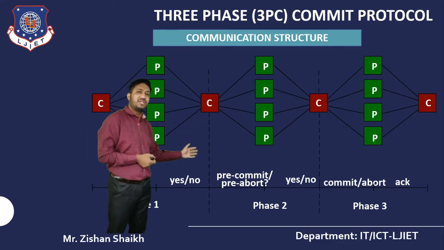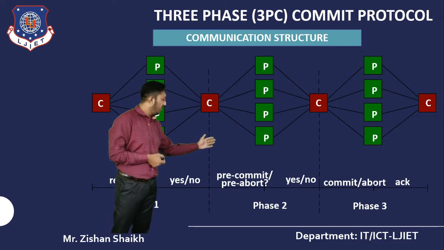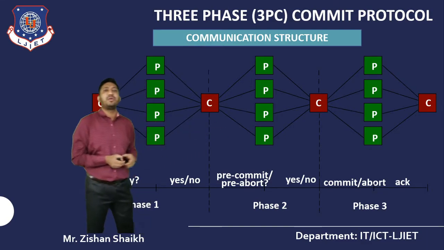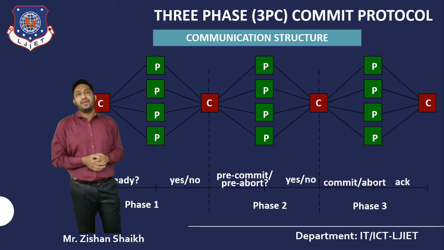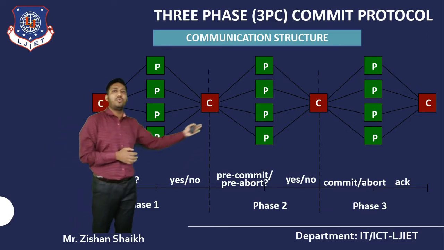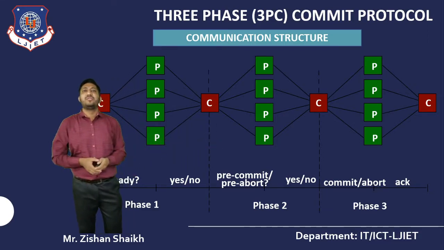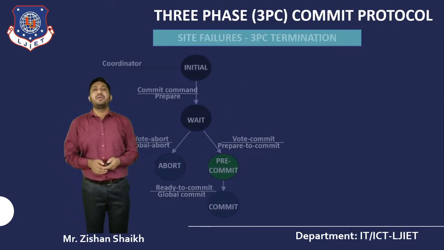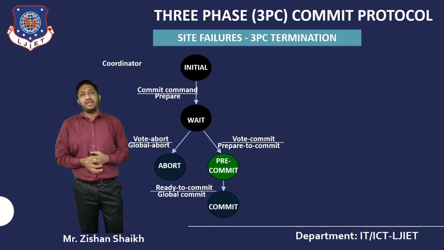What is the condition state, whether it is a commit or an abort? Then the acknowledgement will be received by the coordinator. So this is the communication structure, how phase 1, phase 2 and phase 3 work in the 3-phase commit protocol. Now we are moving to the termination and recovery protocol.